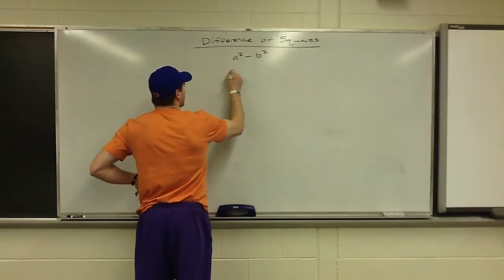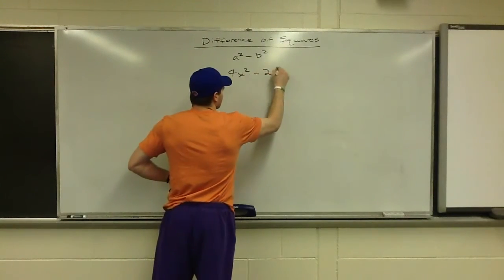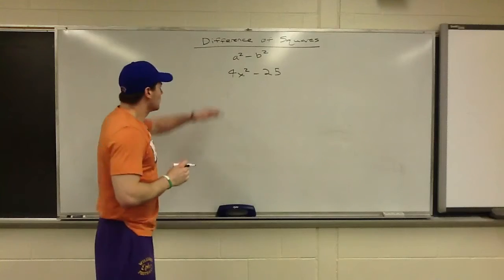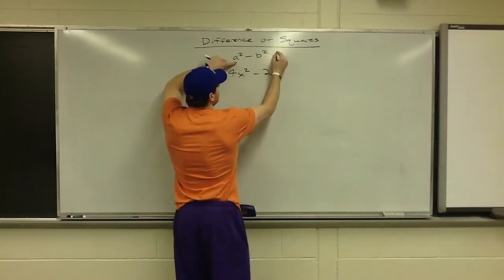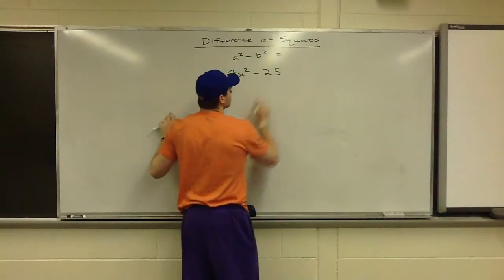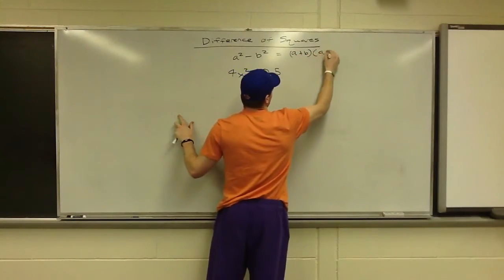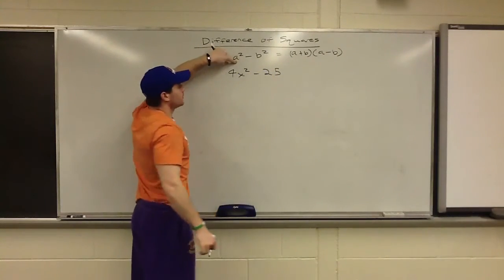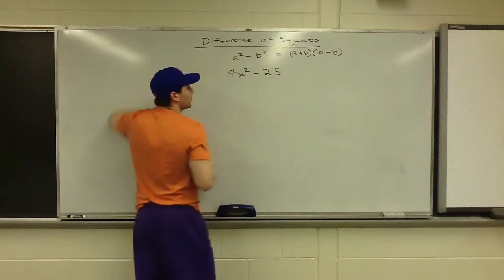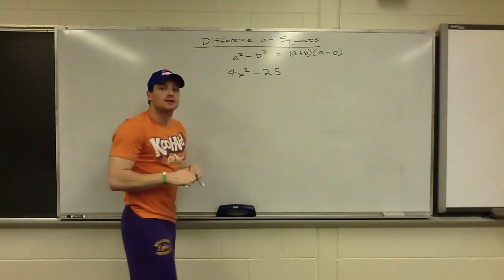So we can look at a difference of squares such as 4x squared minus 25. Perfect square. And we understand that a difference of squares will factor to this, where a is the square root of a squared and b is the square root of b squared. So if we understand this pattern, this problem is pretty easy to factor.